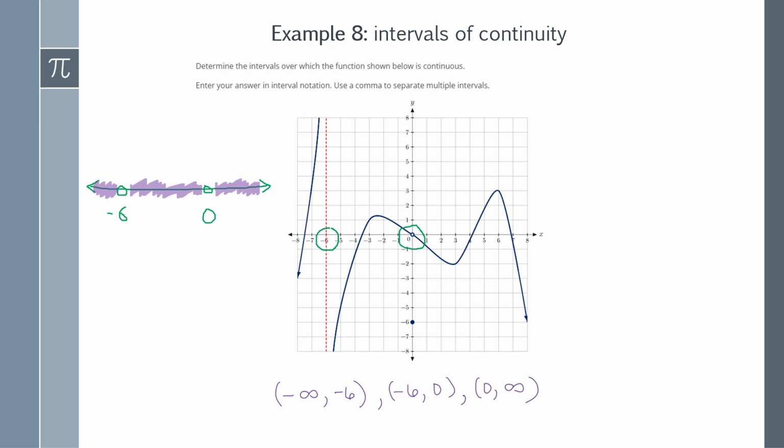Now, because we're not including these points, I'm going to write it out with parentheses around it. This is what we do when we write out an interval and don't include the endpoints. We're excluding both -6 and 0, and that's why we have parentheses around those points. So this is going to be your answer for this example: from -infinity to -6, and from -6 to 0, and then from 0 to +infinity.